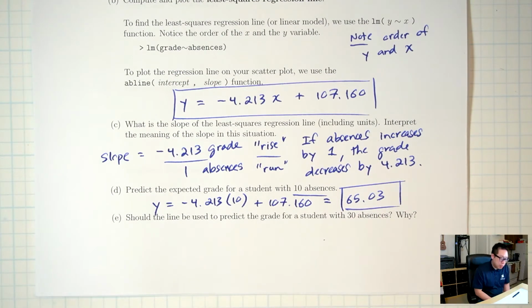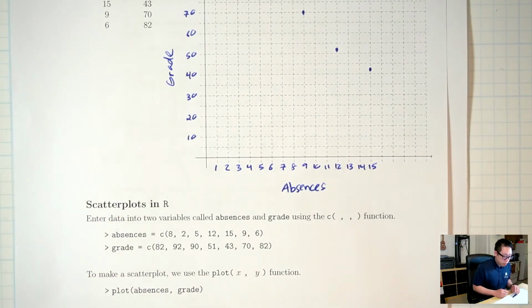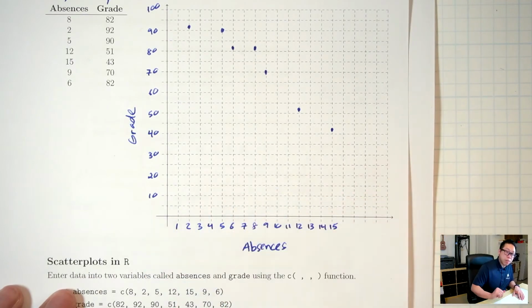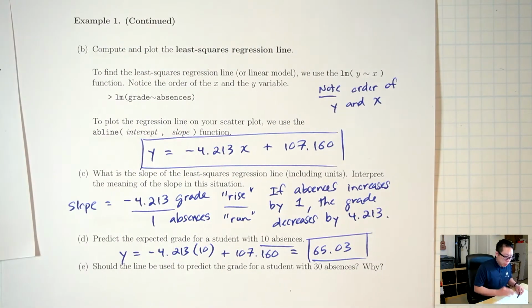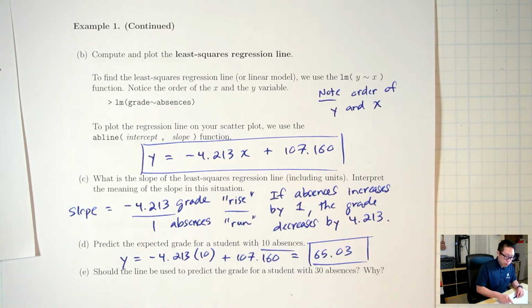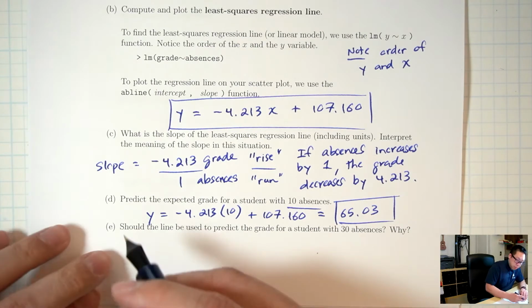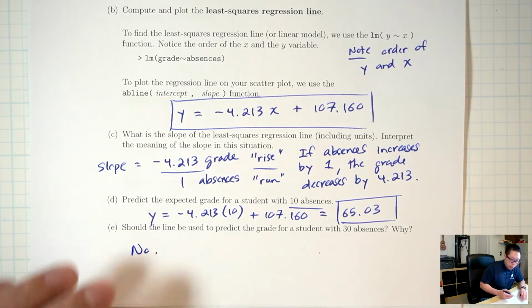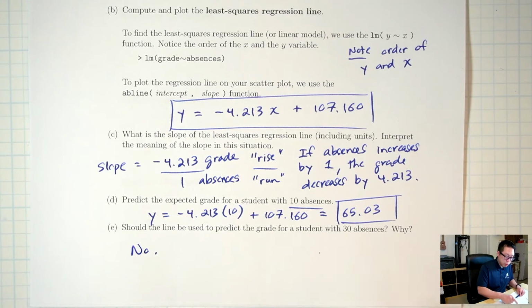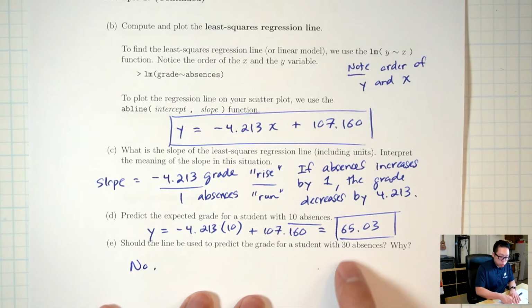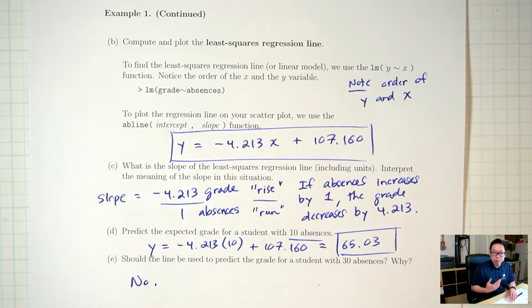Part E, should the line be used to predict the grade for a student with 30 absences? Why? Notice that our original data was from 1 to 15 absences, right? 30 absences would be way outside of our data. So typically, you don't want to use the equation for something that's way outside of our data because it could be inaccurate. So this is going to be a no. And why is because 30 is way outside of our original data. If you try to plug in 30 into our equation, I think you'll find that you get a negative score, which doesn't make sense in this case.